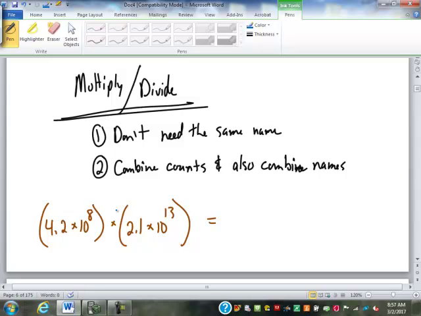4.2 times 2.1 is 8.81? 8.82? What's a couple hundredths among friends, right? Times 10 to the, we also combine the names. 10 to the 8th times 10 to the 13th. When we're multiplying exponents with like bases, what do we do with the powers? Add them. So 8 plus 13 is 21.